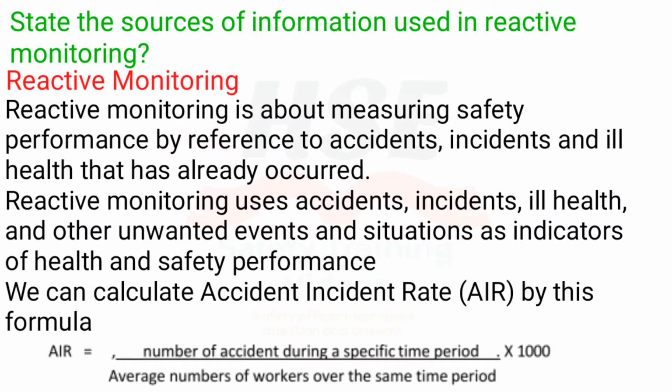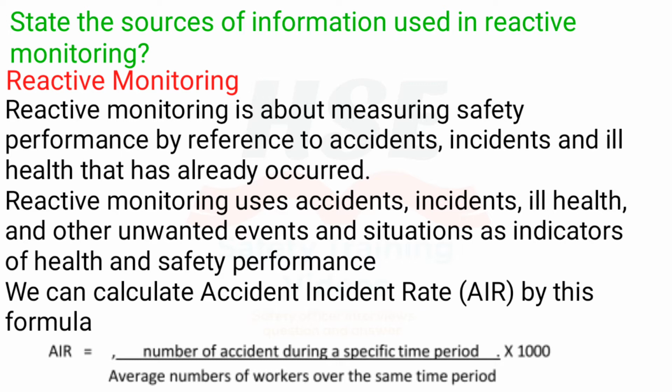State the sources of information used in reactive monitoring. Reactive monitoring is about measuring safety performance by reference to accidents, incidents and ill health that have already occurred. Reactive monitoring uses accidents, incidents, ill health, and other unwanted events and situations as indicators of health and safety performance.